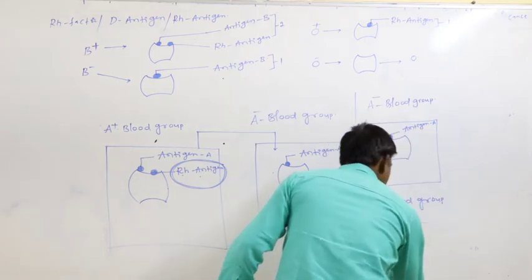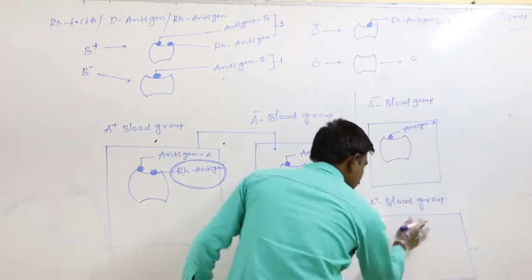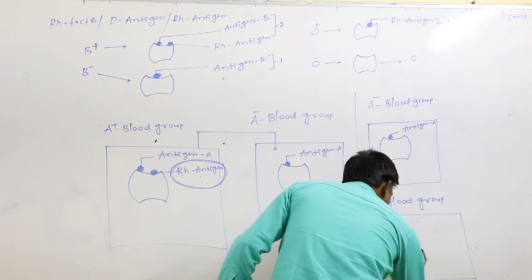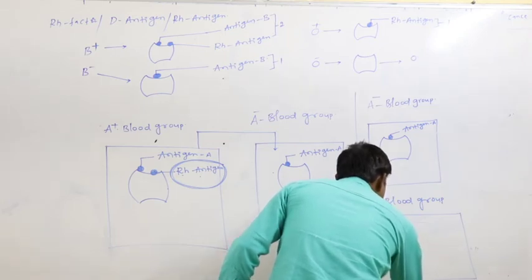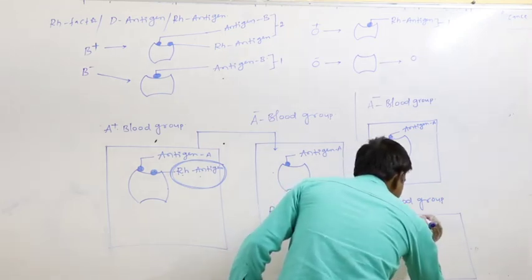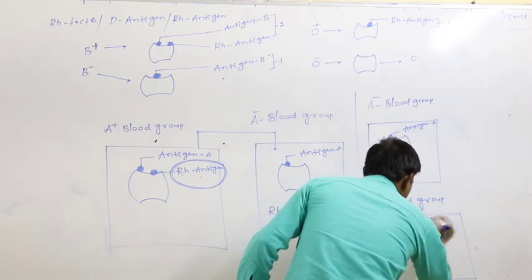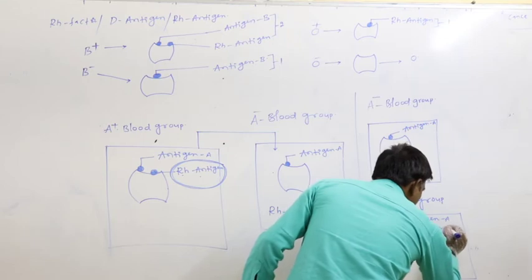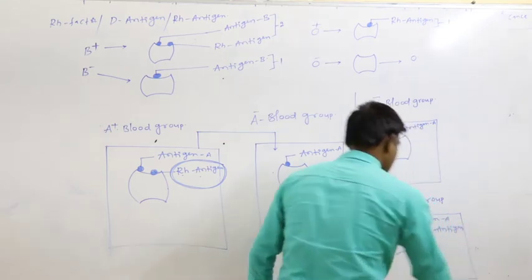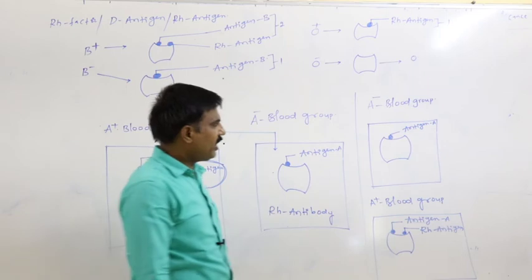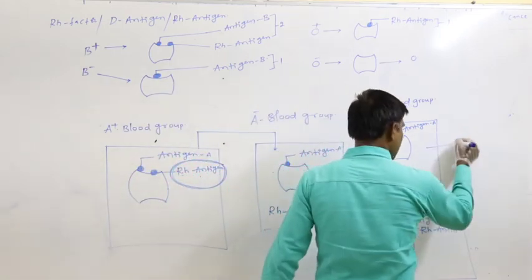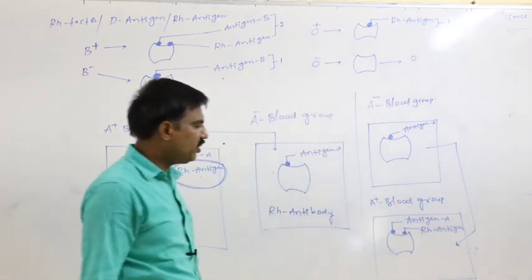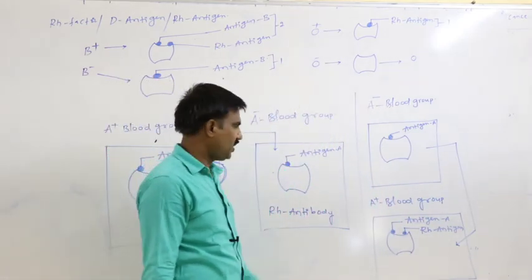Definitely, in the A positive blood group person, on the surface of RBC, both antigen A and Rh antigen are present. Both of them are present. So definitely, if we transfer the blood from A negative into A positive, this is the reverse case.